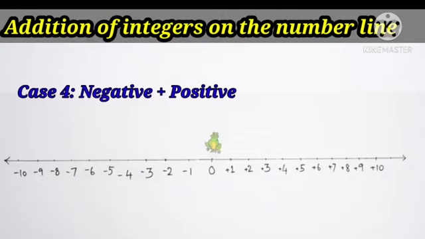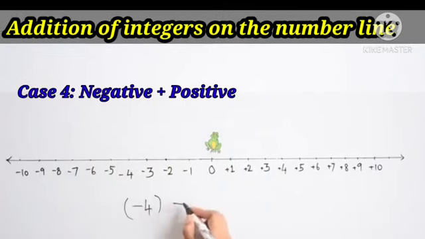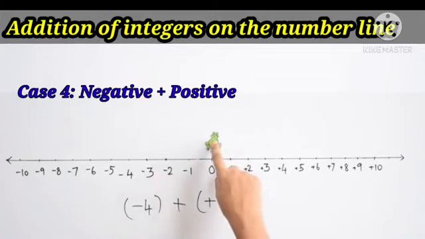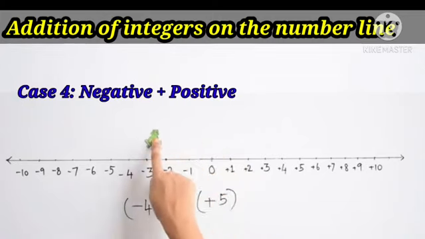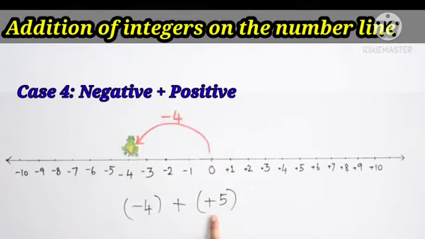Now case 4, let us see how to add a negative integer and a positive integer. Let us take an example, negative 4 plus 5. The first integer is minus 4. It means from 0, the frog has to move 4 steps to the left. The frog lands at minus 4.